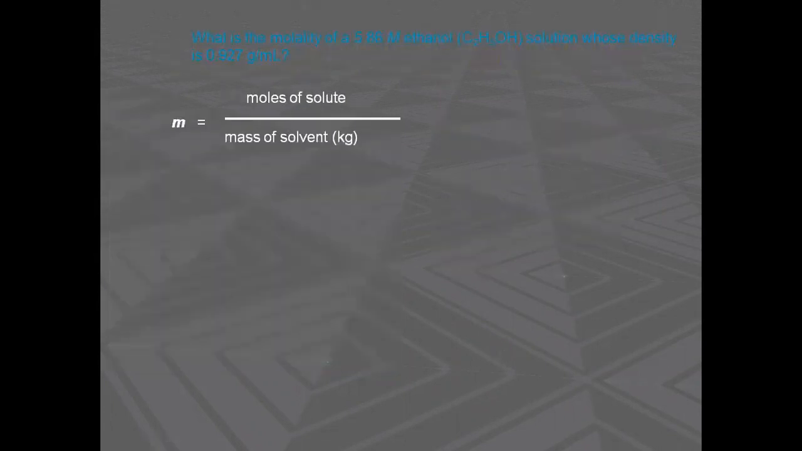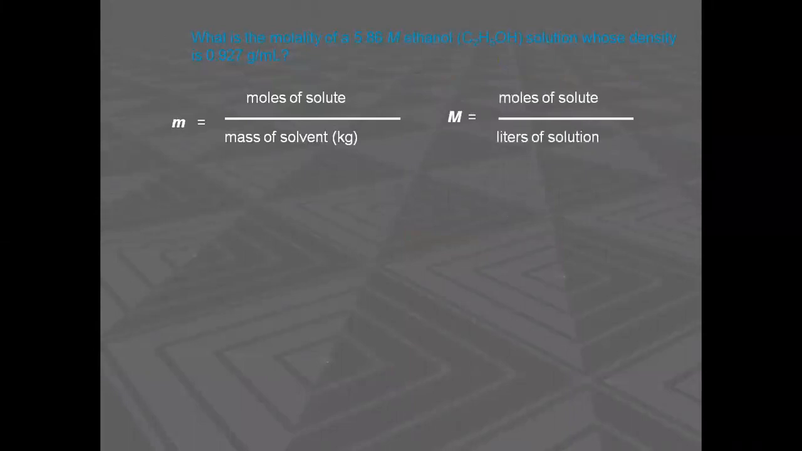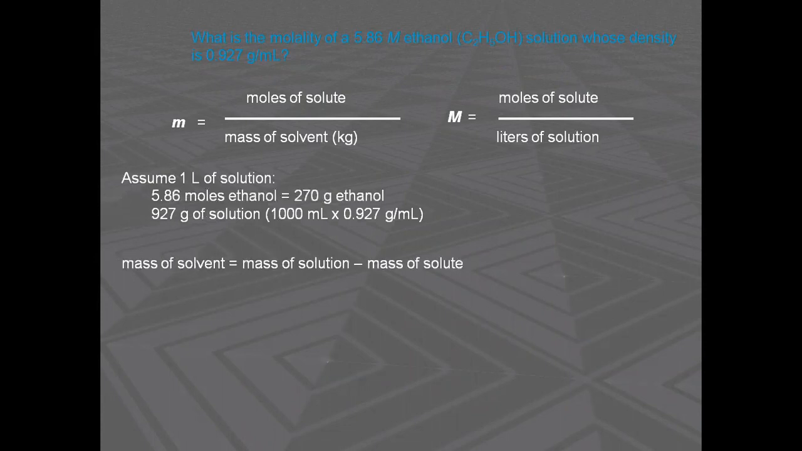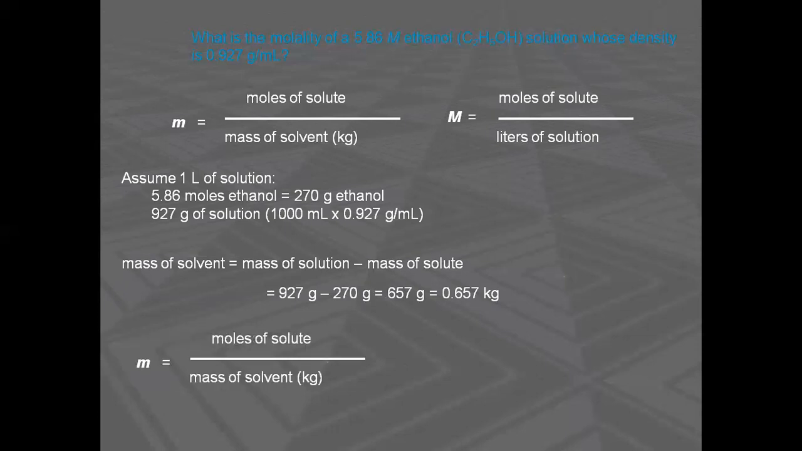Further, what is the molarity of ethanol in the 5.86 molar ethanol solution? Whose density is this one? So from this we can also find the molarity by using the density parameter and the other compositions, as that is the total solution. Mass of solvent is equal to mass of solution minus mass of the solute, and it should be 657 grams, or 0.657 kg.